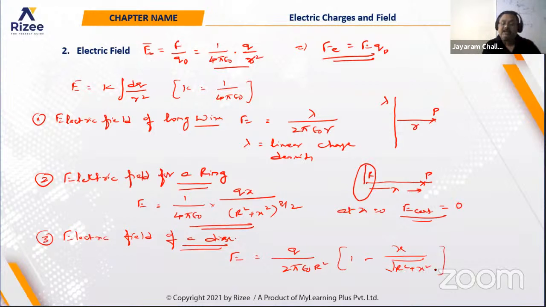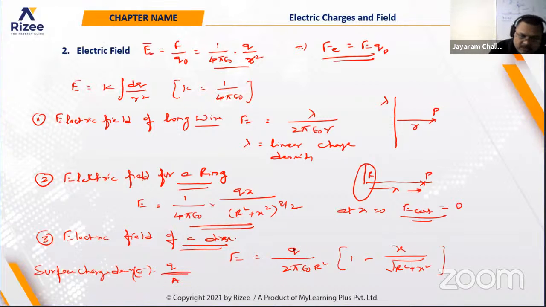Since this disk is an areal object, the surface charge density sigma can be written as sigma is equal to Q by the surface area A. So in those terms you can write the same formula in terms of sigma: E is equal to sigma by 2 epsilon naught into (1 minus x by root over r square plus x square). This is the electric field for a disk.